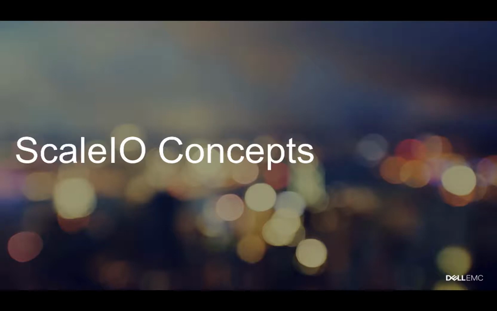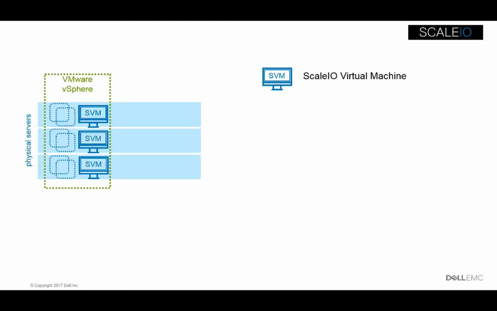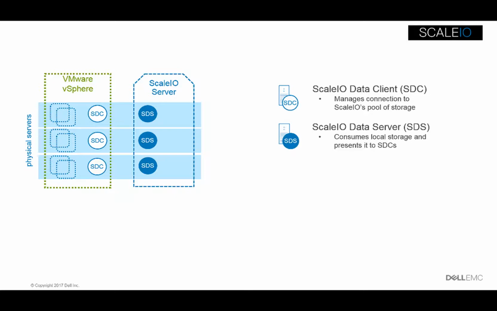Before we get too far into the demo, we should take a few moments to introduce some ScaleIO concepts and acronyms. Let's start with the host. The host is the OS or hypervisor onto which the ScaleIO software or virtual machine is installed. Today we are using VMware ESXi as our host. Since our host is a hypervisor, ScaleIO will run in its own virtual machine, referenced as the SVM or ScaleIO virtual machine.